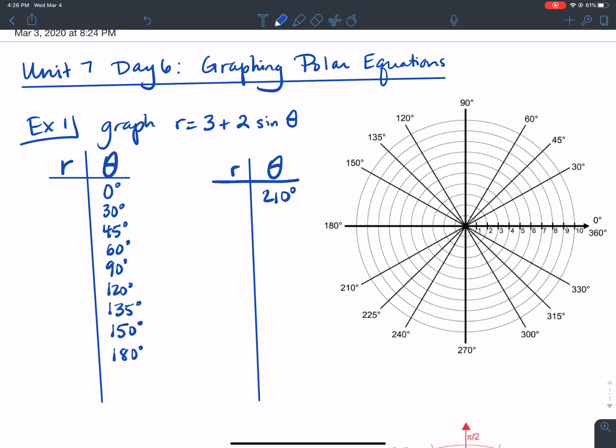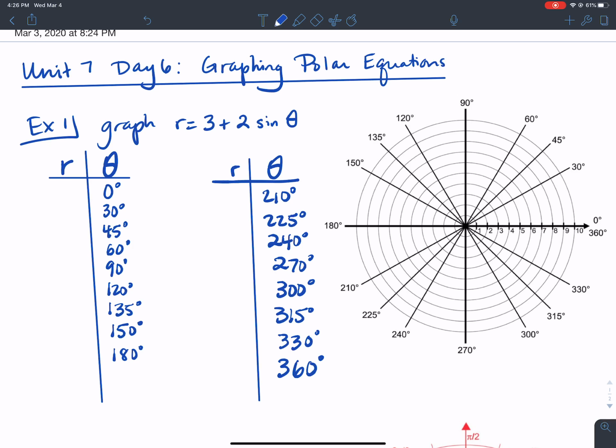So 210, 225, 240, 270, 300, 315, 330, and then back to the beginning, 360.